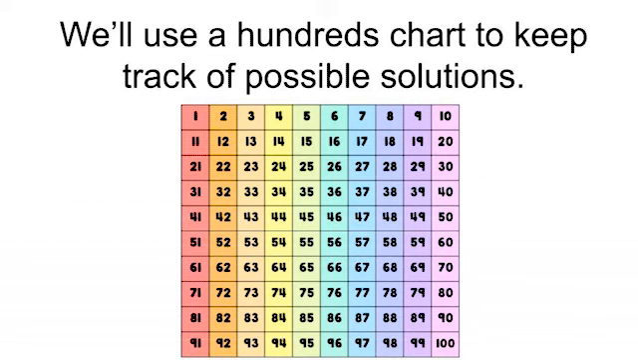If you want to challenge yourself, you can pause the video here and try solving the problem on your own, but I'm going to work through it step by step with you. We'll use a hundreds chart right here to help us keep track of the answers that we're considering. So it turns out that there's 2 of our rules that give us a pretty quick and easy way to eliminate a lot of possible answers.